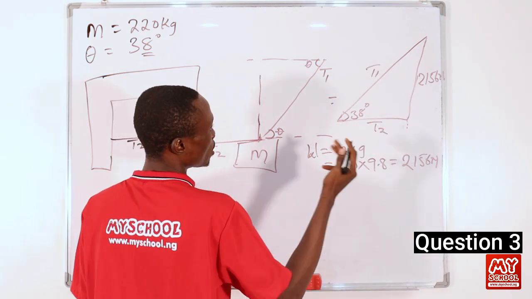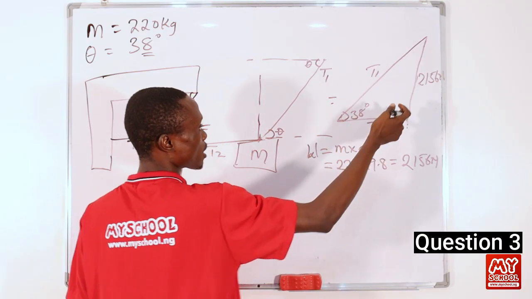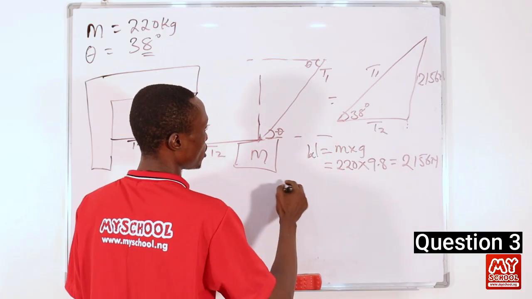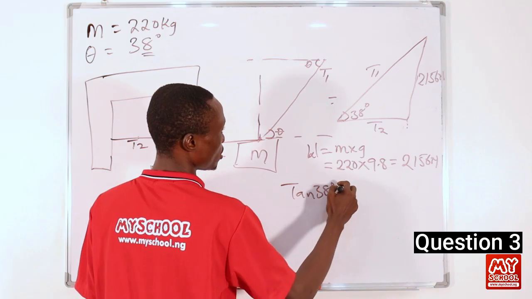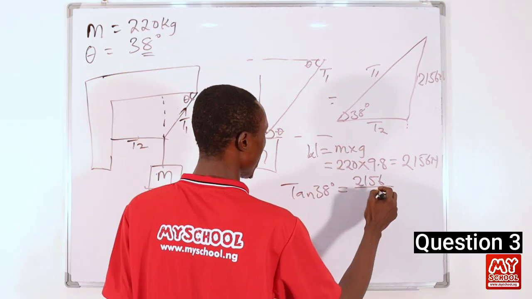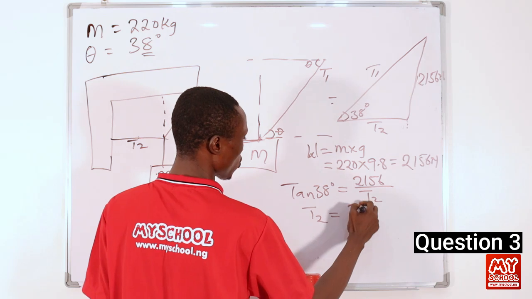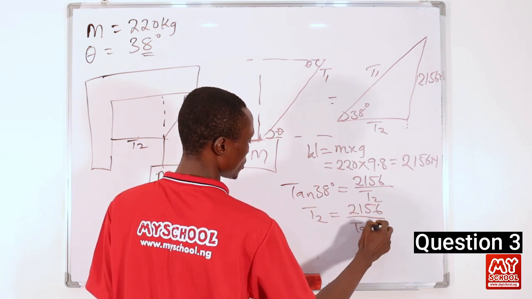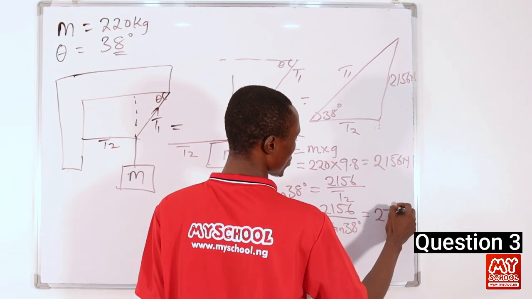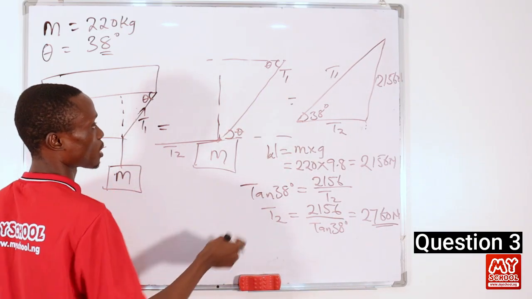So let's start with T2. We are looking for T2 and we are given one side of the triangle and an angle. In that case, we are given the opposite and we are looking for the adjacent, so we are going to be using tan. So tan 38 degrees is equal to the opposite, which is 2,156, divided by T2. So T2 becomes 2,156 divided by tan 38. Dividing this, we'll be having 2,760 Newton approximately.